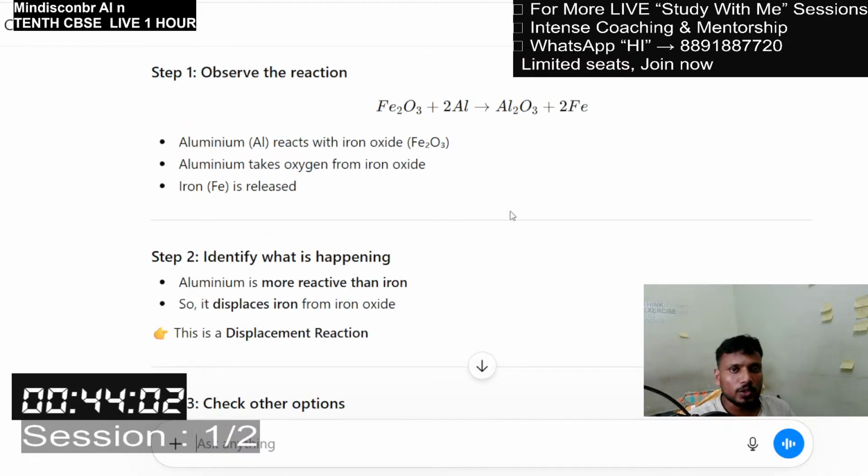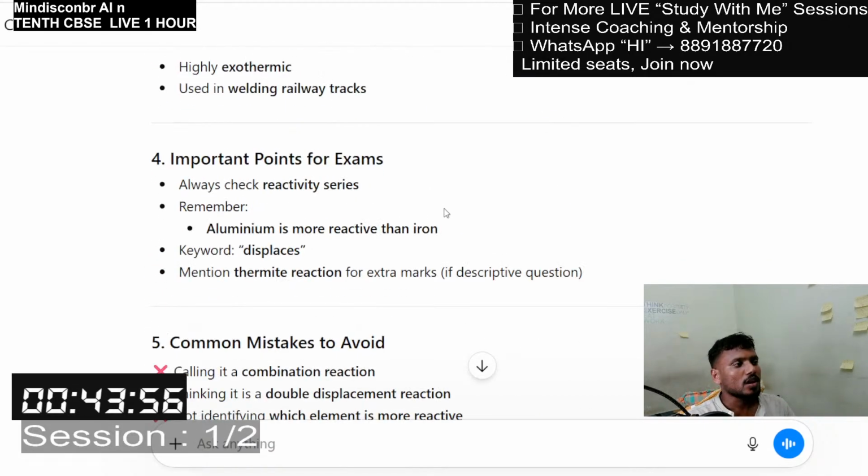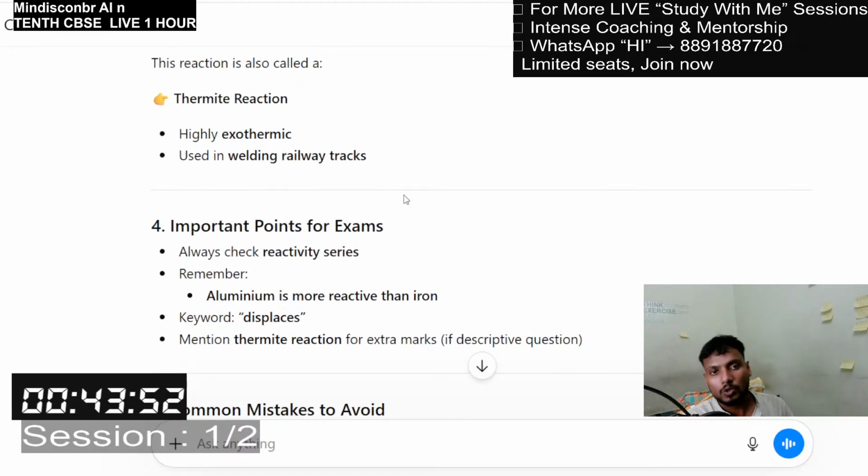What is the importance of this reaction? This reaction is used in welding of railway tracks, and it is also highly exothermic. That means a high amount of heat is released, hence it is a highly exothermic reaction known as the thermite reaction, used in the welding of railway tracks.